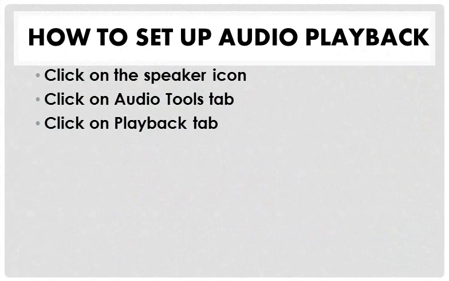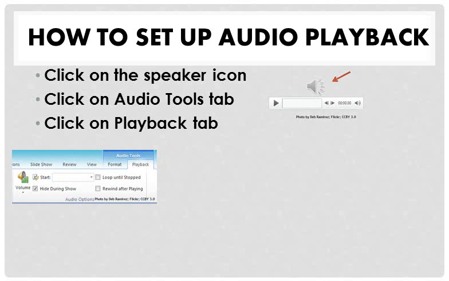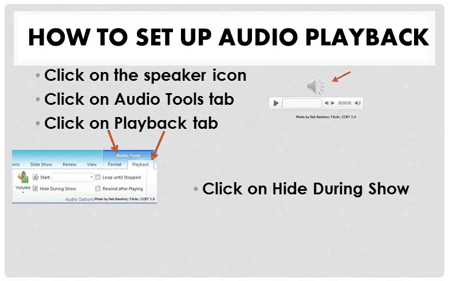How to set up audio playback. You click on the speaker icon. You will then see a pop-up box. You click on Audio Tools tab. You click on the Playback tab. And you click on Hide During Show.